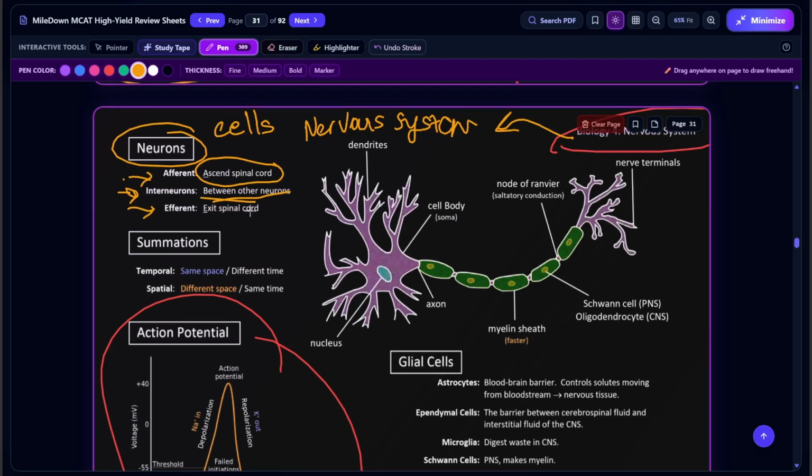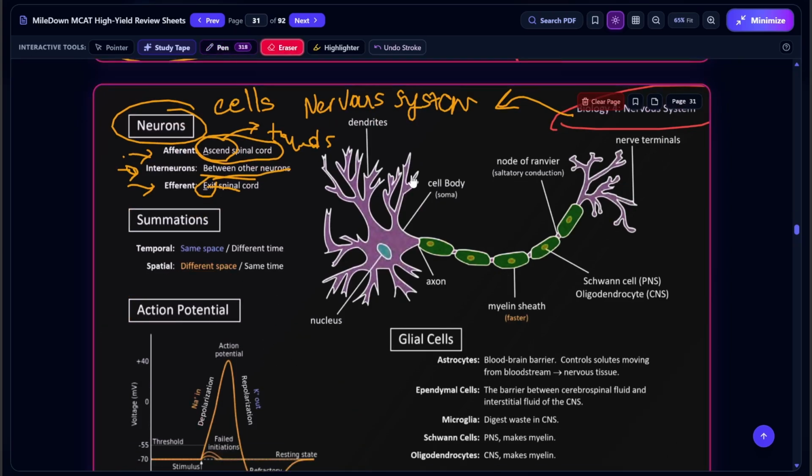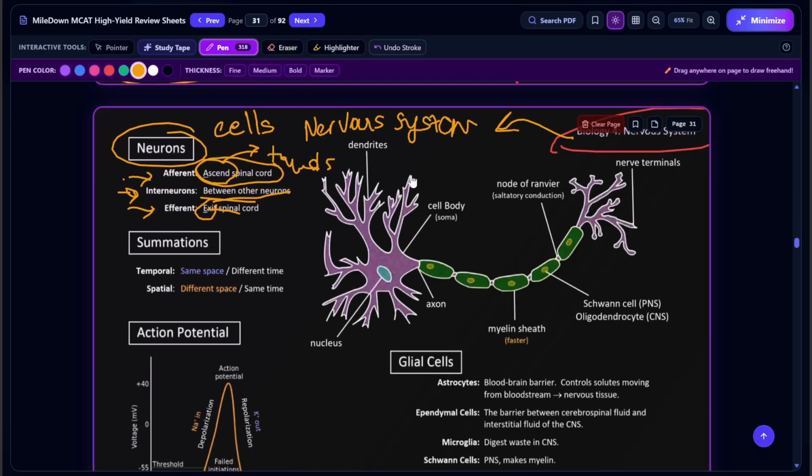So A is for ascending towards the spinal cord, and then E for exiting the signal. And so you're thinking to yourself, well, what type of signal is that? Well, if you haven't taken any class before, then this will help give you an overview that it's sending electrical signals. I don't know why it's so laggy. It's probably the computer I have here.